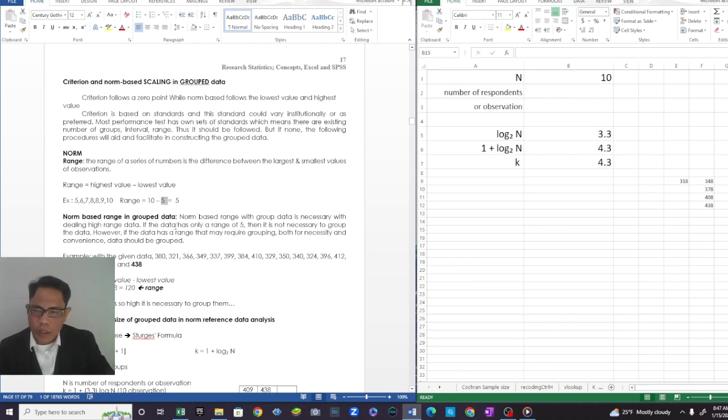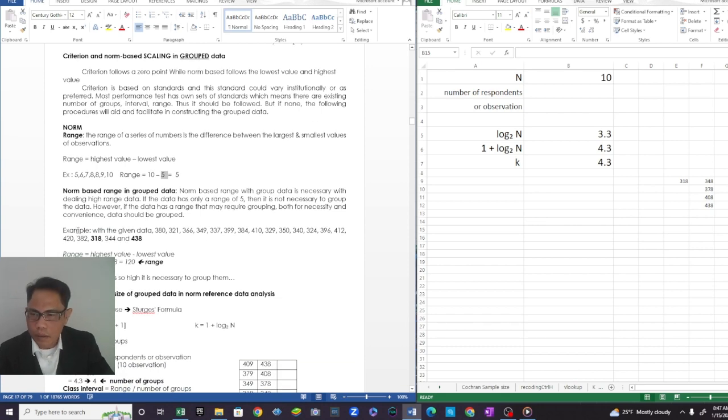Norm-based range in group data. Norm-based range with group data is necessary when dealing with high range data. If the data has a range of 5, then it is not necessary to group them. However, if the data has a range that may require grouping, both for necessity and convenience, the data should be grouped.